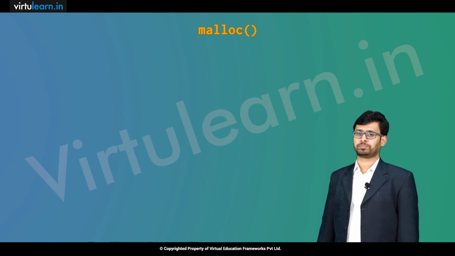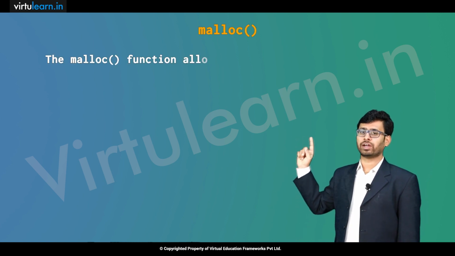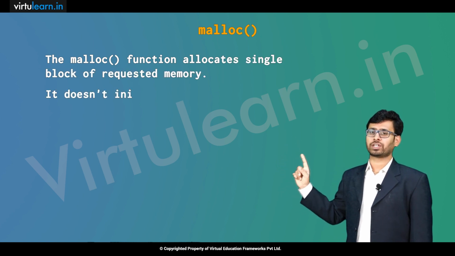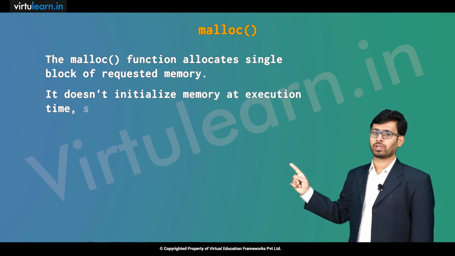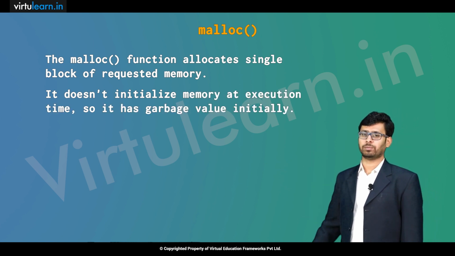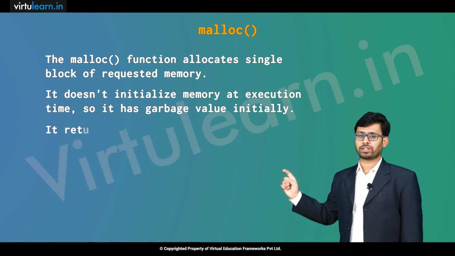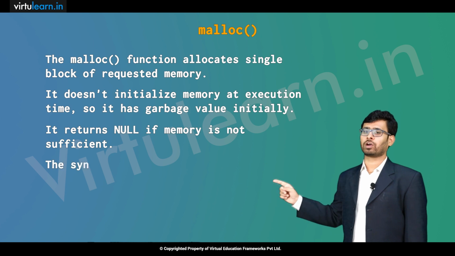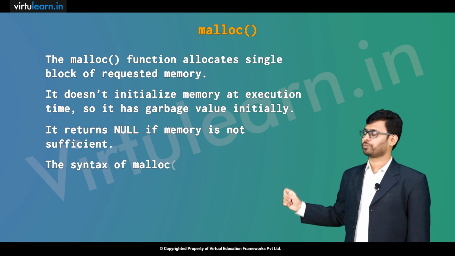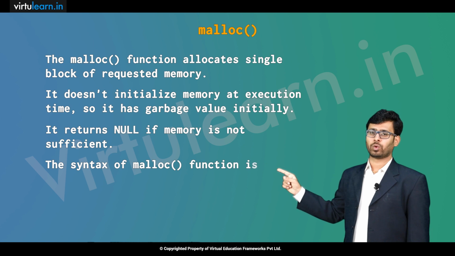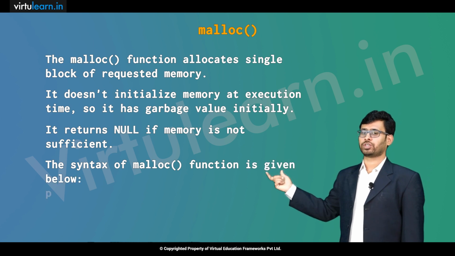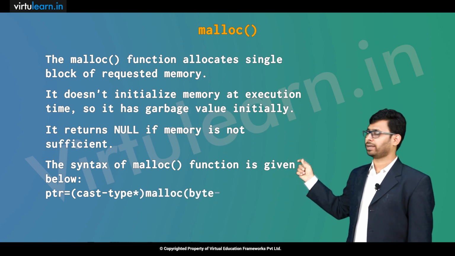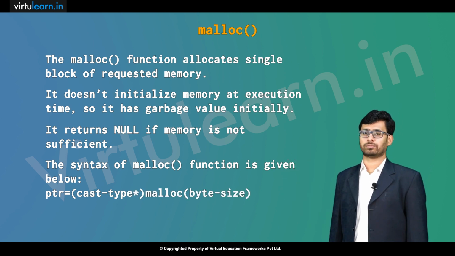The malloc function allocates a single block of requested memory. It does not initialize memory at execution time, so it has a garbage value initially. It returns null if memory is not sufficient. The syntax for the malloc function is given below: ptr equal to cast type star, followed by malloc and byte size, followed by a semicolon.